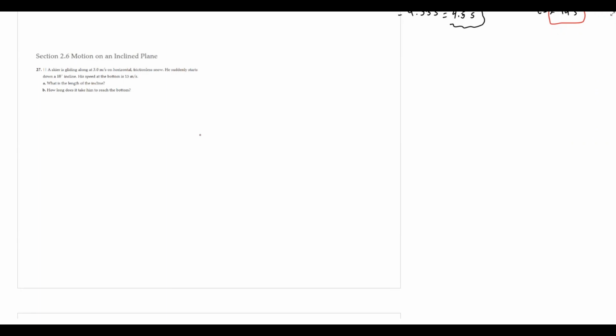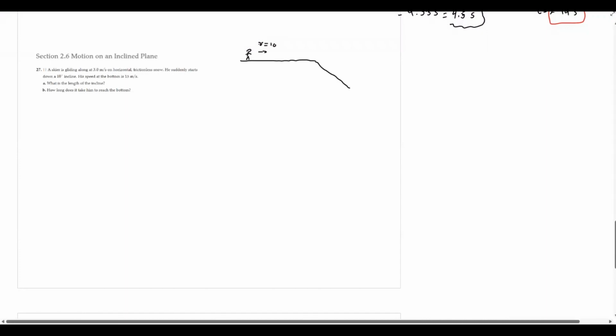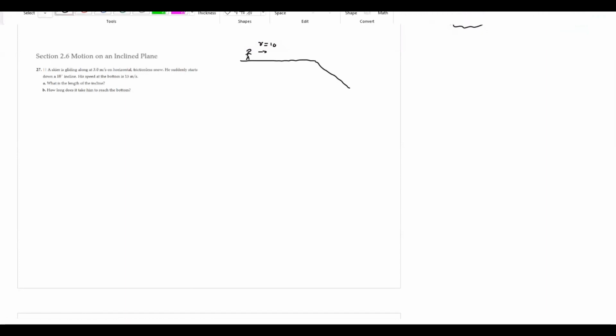So look at this, right? Let us first make a diagram to try to understand what is going on. So we have here a skier, right? That is just going in that direction at 3 meters per second. This is constant, 3 meters per second.